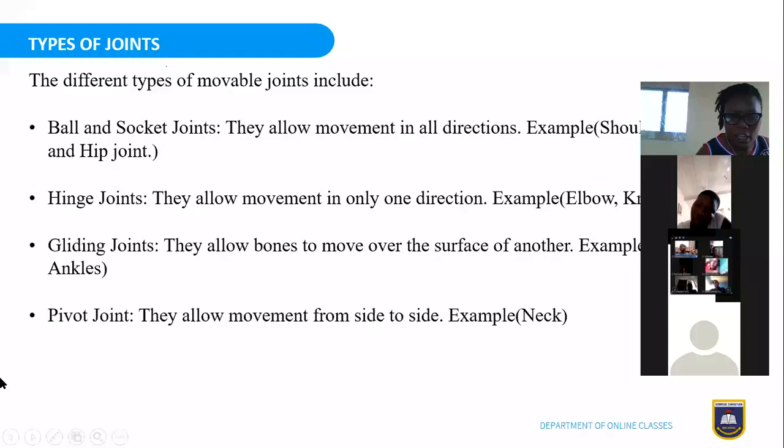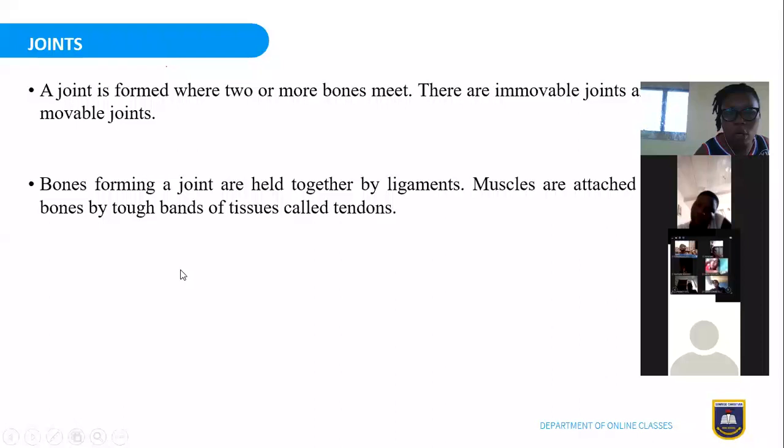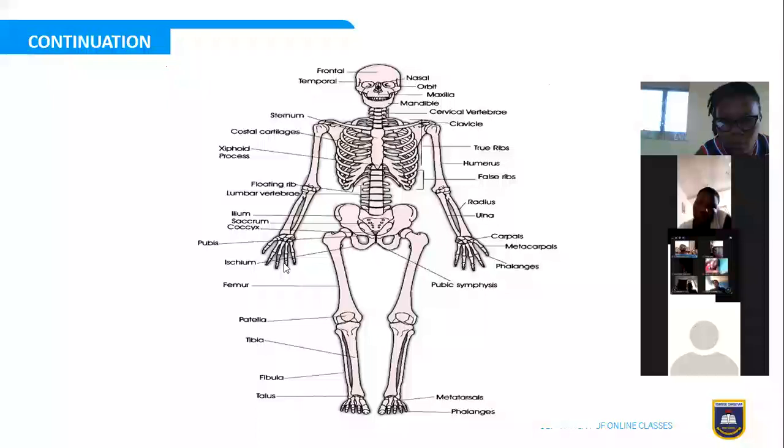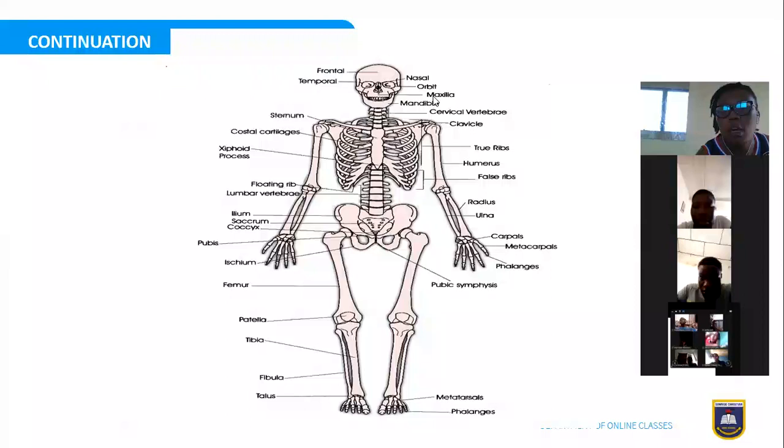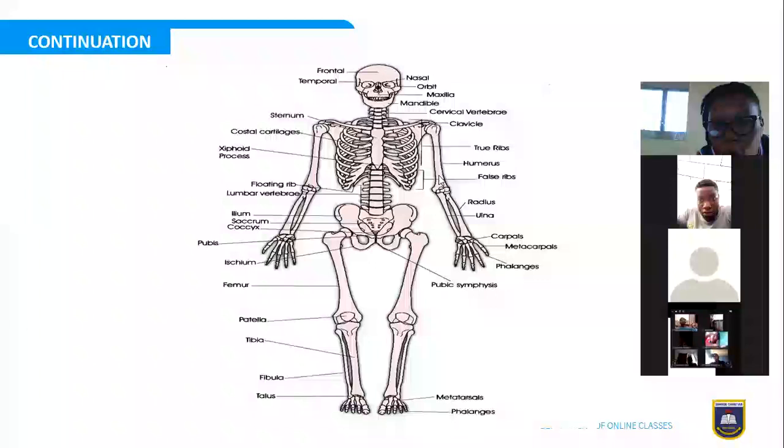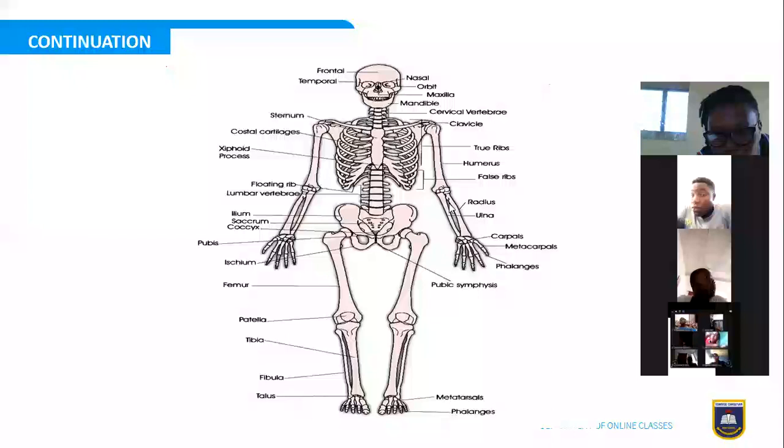Hinge joint allows movement in only one direction. So this side here gives you your elbow. The elbow joint consists of the bone of the humerus, the lower humerus, and then the bones of the radius and ulna give you your what? Hinge joint. So this is an elbow, a hinge joint.